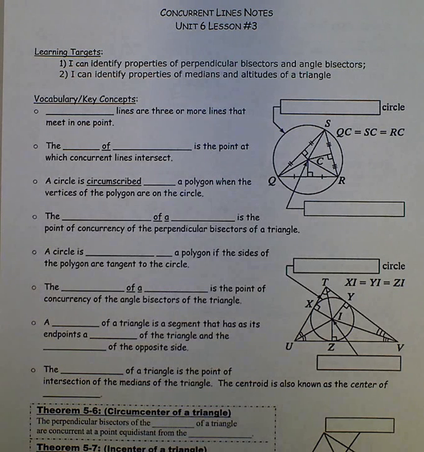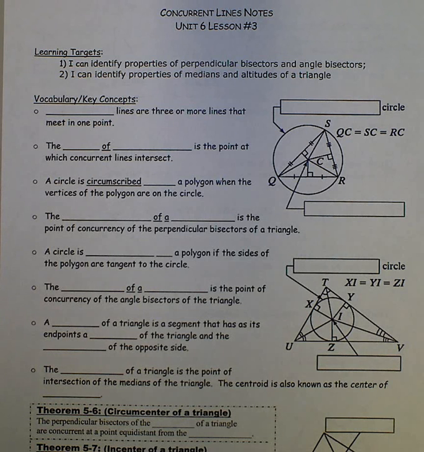Today we're going to look at concurrent lines. At the end of this video, you should be able to identify properties of perpendicular bisectors and angle bisectors, and you should be able to identify properties of medians and altitudes of a triangle. Okay, this is going to be a vocabulary heavy lesson, so let's start right away.